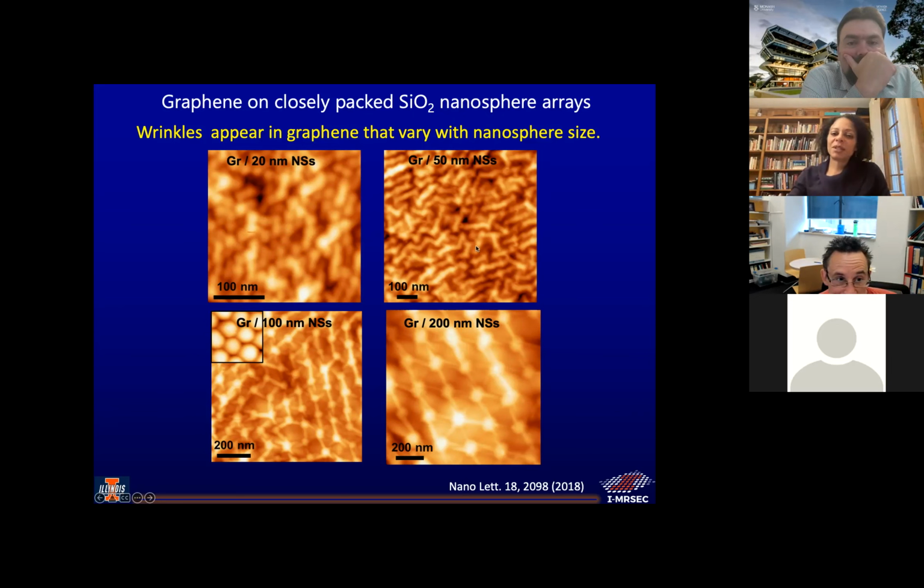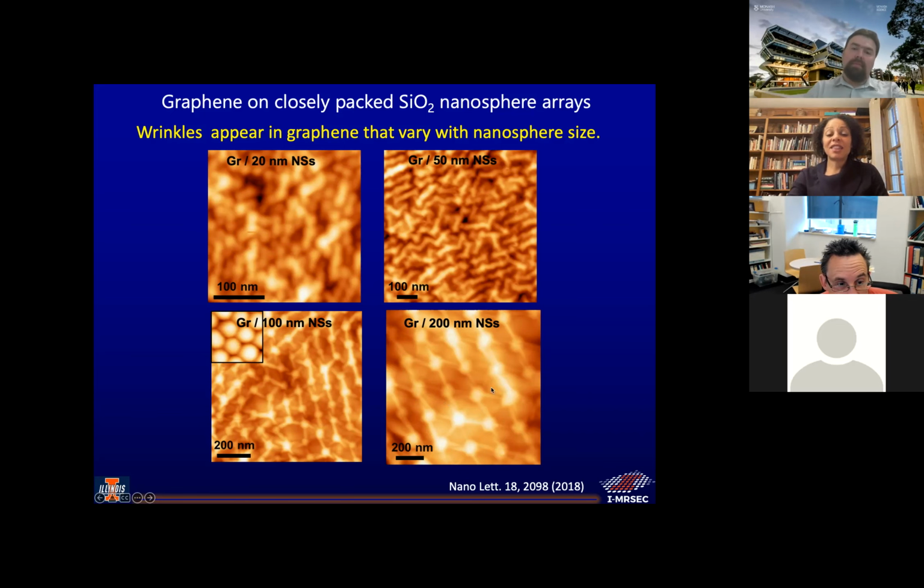For the 50 nanometer spheres, you start seeing these herringbone patterns. These are wrinkles between the nanospheres. Okay, so these wrinkles are starting to form because the graphene has space, there's space enough that you can get wrinkles in between. And then with 100 nanometer nanospheres, you start getting more connected wrinkles, until with the 200 nanometer nanospheres, you get this nice network of wrinkles for the graphene that's on top of the spheres.